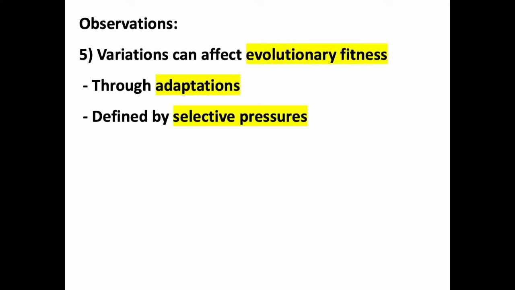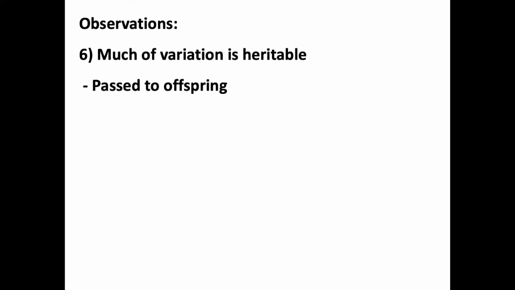So these squirrels and this trait really just hammers home these three terms: what evolutionary fitness is, what an adaptation is, and what selective pressures are. Now, we've got more observations. Actually, just one more. Much of this variation that we saw in these populations is heritable. And this one's kind of a no-duh for us since we've already spent some time talking about genetics and heritability.